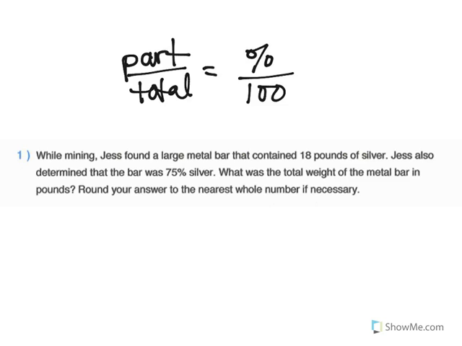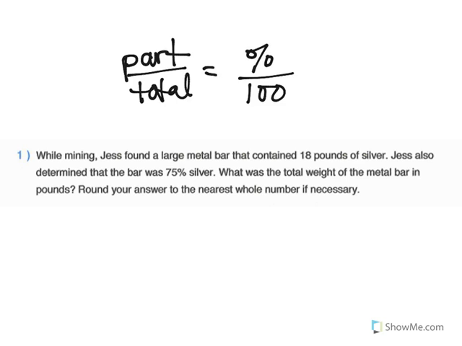While mining, Jess found a large metal bar that contained 18 pounds of silver. Jess also determined that the bar was 75% silver. What was the total weight of the metal bar in pounds? Round your answer to the nearest whole number if necessary.